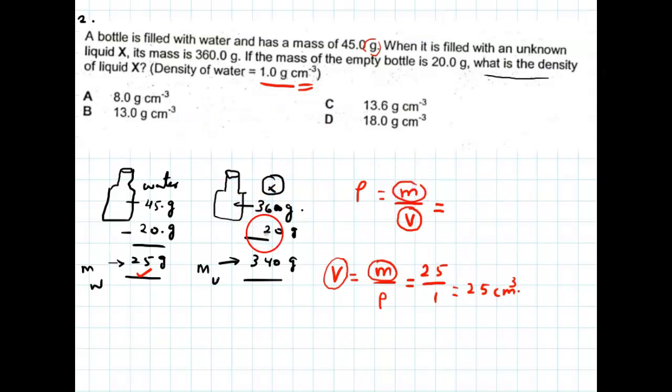Now the same volume we are using for the other liquid, and the mass of the liquid is given here. We already found it, 340 gram, and the volume is the same, 25. So the answer is 13.6 gram per centimeter cube. So here is the answer.